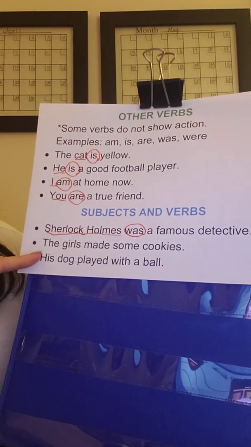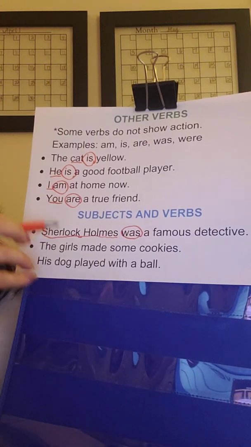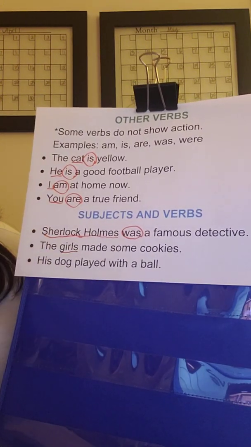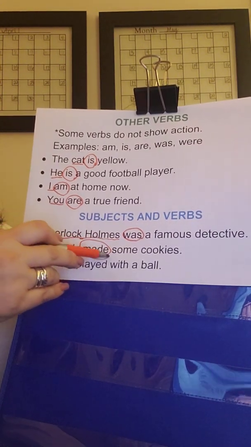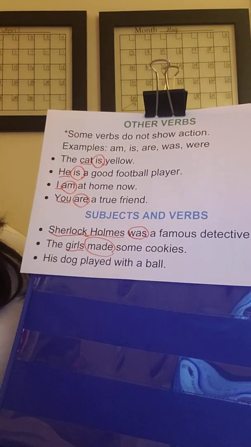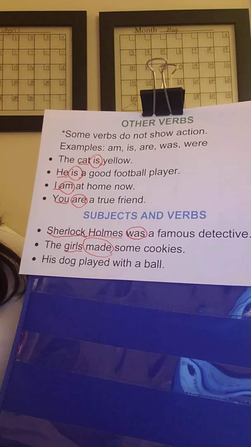The girls made some cookies. Just remember, it's girls, not the girls. Girls, and what did they do? They made some cookies. His dog played with a ball.